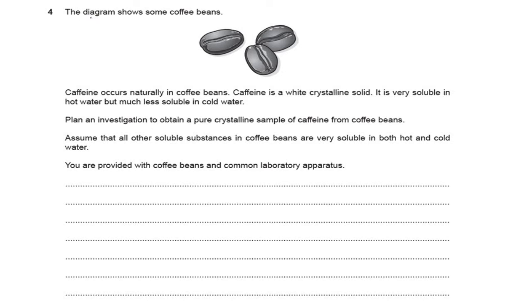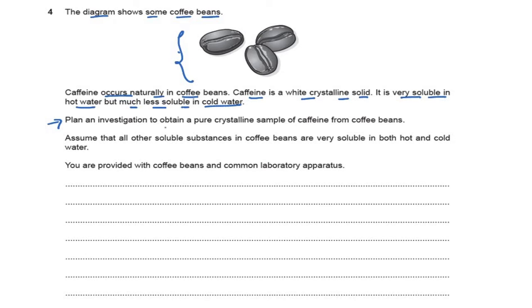And what is that? The diagram shows some coffee beans. Caffeine occurs naturally in coffee beans. Caffeine is a white crystalline solid. It is very soluble in hot water but much less soluble in cold water.